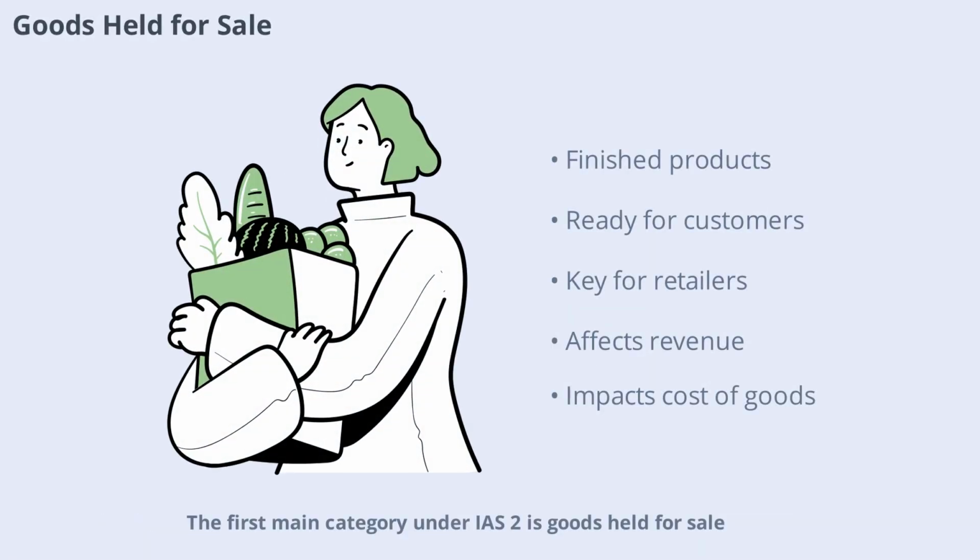First main category under IAS 2 is goods held for sale. These are finished products that are ready for customers, such as items on store shelves or completed manufactured goods awaiting shipment. For retailers and manufacturers alike, these goods represent the end point of the production process and are a key component of their financial statements. Properly accounting for these items ensures that revenue and cost of goods sold are reported accurately.